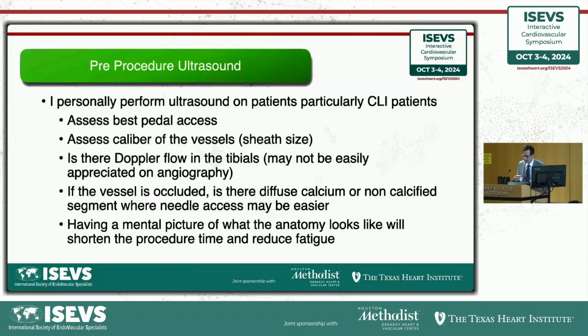For pre-procedure ultrasound, I personally perform my own ultrasounds on patients, particularly with CLI. I like to assess the best pedal access before the procedure, the caliber of the vessels, and where I can place my sheaths: the tibiotibial, posterior tibial, femoral, popliteal. Is there Doppler flow when the tibials may not easily be appreciated in angiography? If the vessel is occluded, is there diffuse calcium or a non-calcified segment where needle access may be easier, like the example I just gave? Having a mental picture of what the anatomy looks like will shorten the procedure time and reduce fatigue.